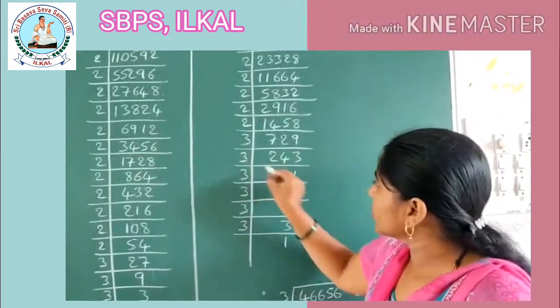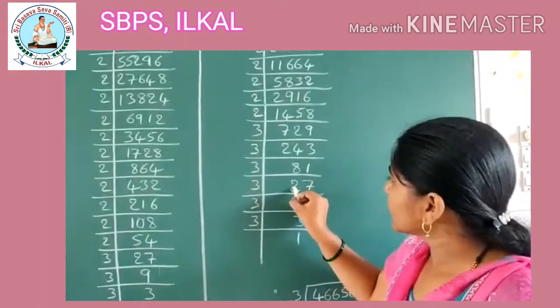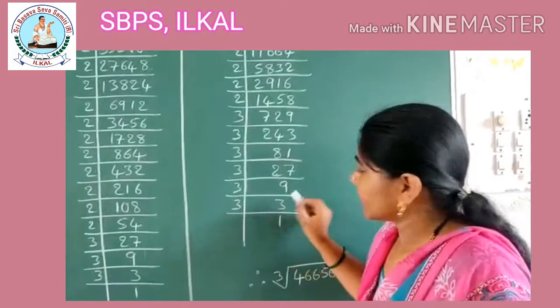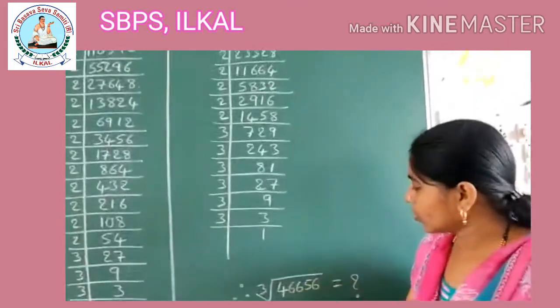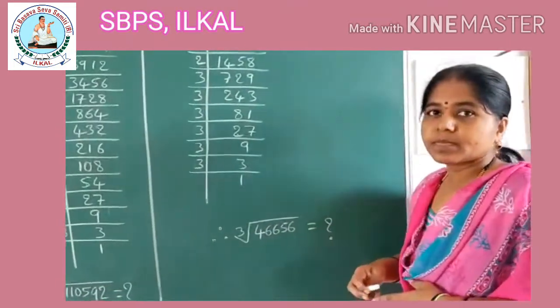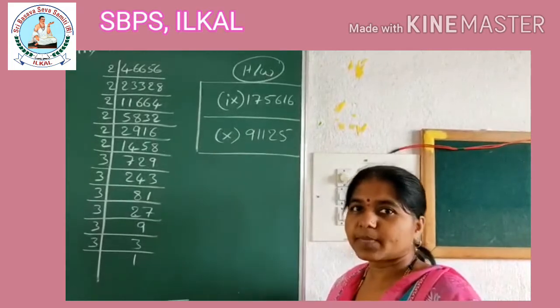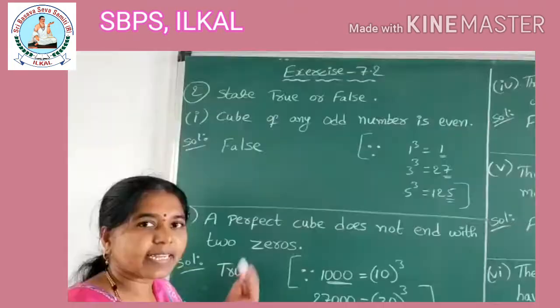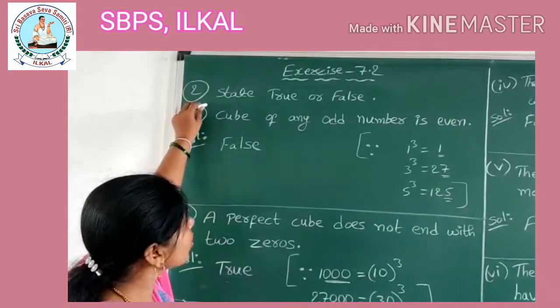Next 3 8s are 24, 3 1s are 3, 3 2s are 6, 3 7s are 21, 3 9s are 27, 3 3s are 9, 3 1s are 3. Find the cube root of the given number. 2 more questions remain, children, that is 9th and 10th. Solve as homework. Okay. Next one, children, state true or false.